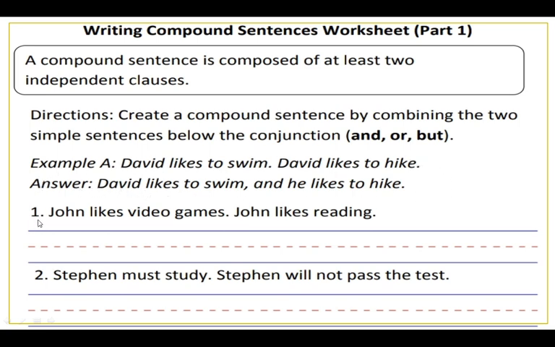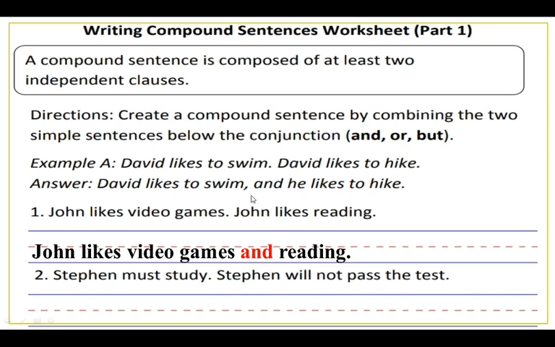So number one, let's see number one. John likes video games. John likes reading. So how do you combine these two sentences to make a compound sentence? Which conjunction can be used to combine these two sentences? So the correct answer will be John likes video games and reading. Okay, so over here we will use the conjunction and to combine these two sentences.